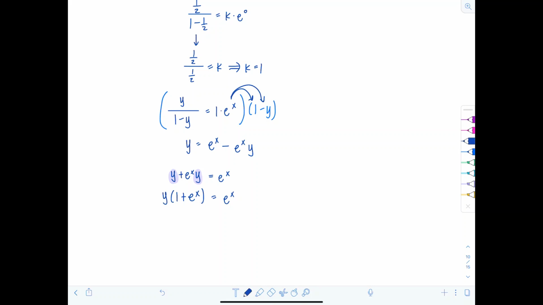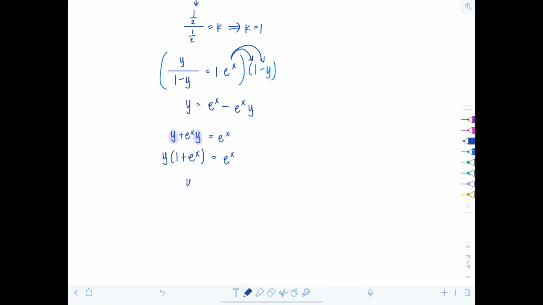And now we're home free. So we've got our solution. Y equals e to the x over 1 plus e to the x. And we are done.